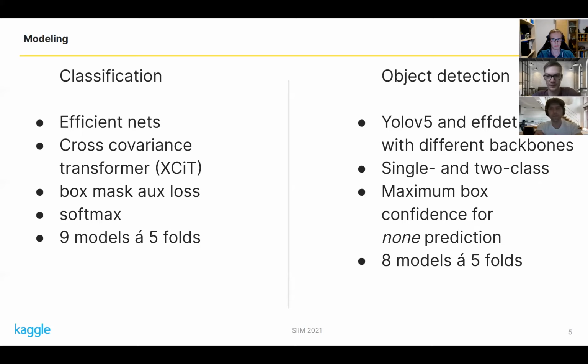For the detection part, we have an ensemble of YOLO v5 and EfficientNet based backbones. We mainly used a single class, namely the opacity, so the occurrence of a box, but we also trained one model where we added a virtual box representing the whole image, which was representing the none prediction. At the end, we had 8 models, also each trained with 5 folds.